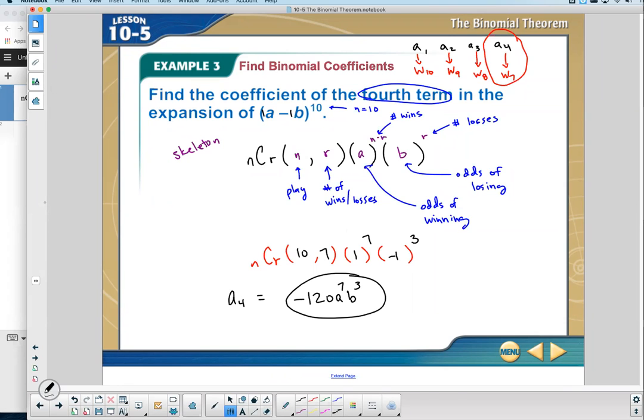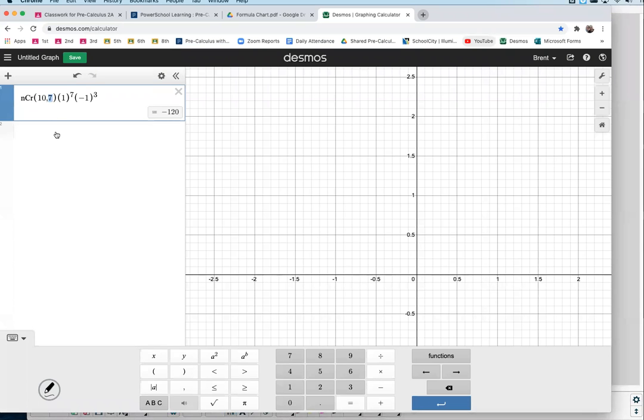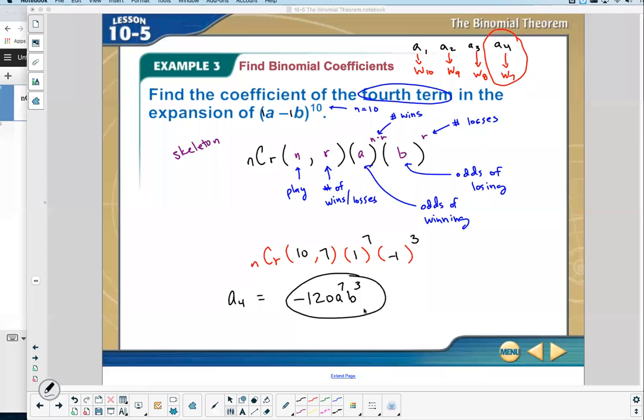Now I'm going to show you this. Winning 7 times means you lose 3 times. You can set R to be the number of losses. The formula chart technically is that way, and you'll see that you still get the same solution. So even if you treat R as being your losses, you still get the same value right there. So either way, it'll mathematically be the same.